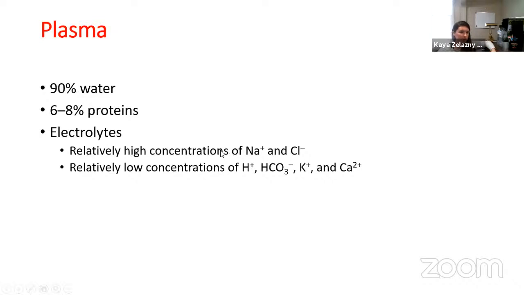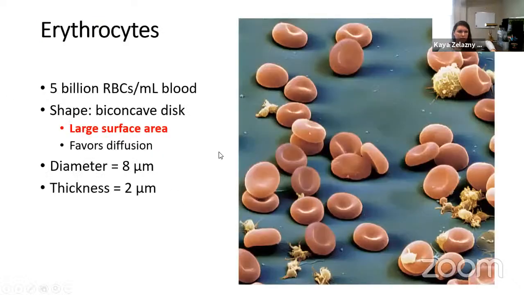There are also electrolytes in plasma, roughly the same as in our other fluids. So we got high concentrations of sodium and chloride, relatively low concentrations of these other ions: hydrogen ions, bicarbonate ions, potassium ions, calcium ions. But you do got ions there. Okay.